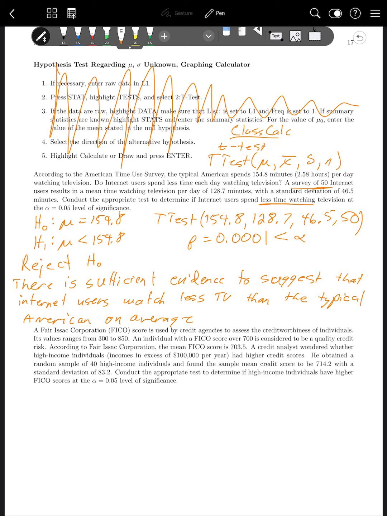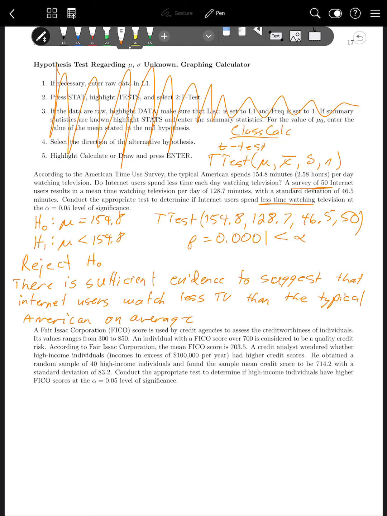Okay, and so that's the idea. So that's exactly what we can do for all of these where we are not given data, where instead we're given the statistics. So a Fair Isaac Corporation FICO score is used by credit agencies to assess the creditworthiness of individuals. Its value ranges from 300 to 850. An individual with a FICO score over 700 is considered to be a quality credit risk. According to Fair Isaac Corporation, the mean FICO score is 703.5.